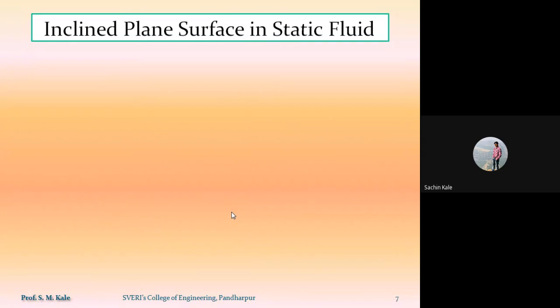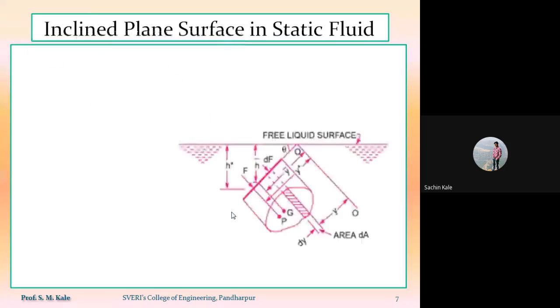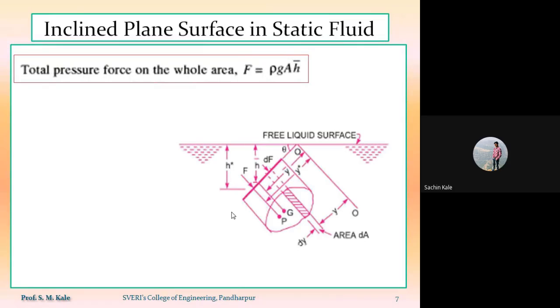Then the third one is the inclined plane surface in a static fluid. Here we have seen this diagram. Whenever we immerse any object inside a static fluid, if we immerse that object inclined, that means making an angle theta with the horizontal or with the base surface of the liquid, then that is called an inclined plane surface. For an inclined plane surface also, the total pressure force acting on the whole surface is given by the equation F is equal to rho g A h bar.